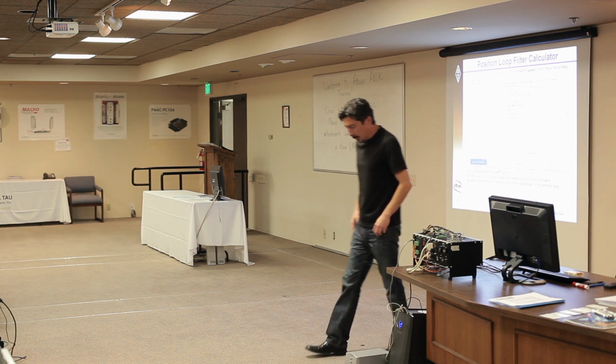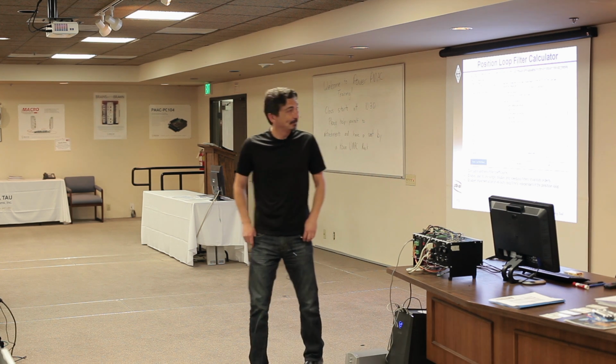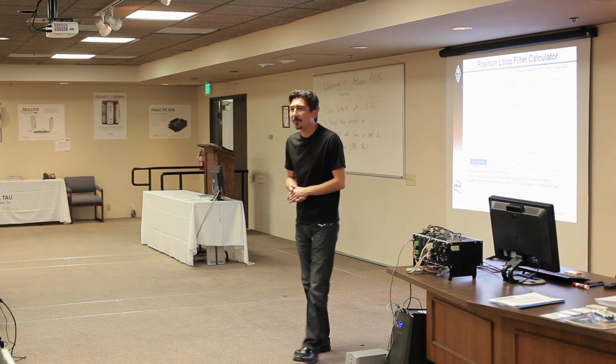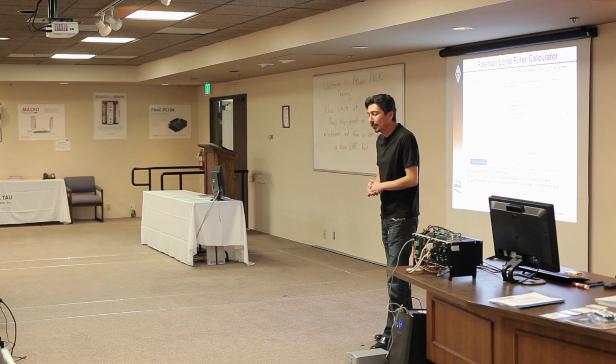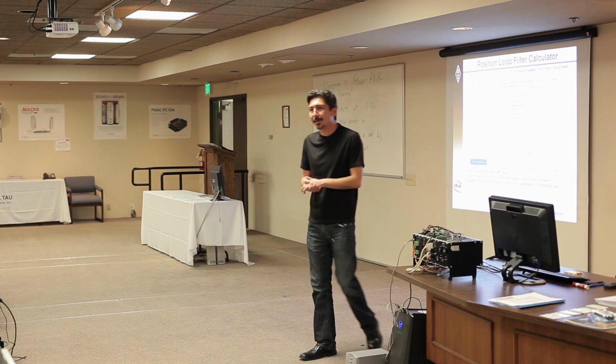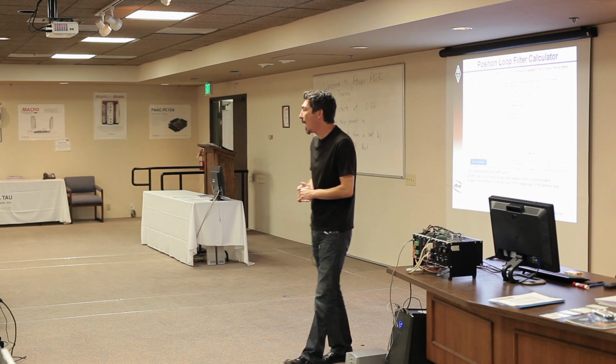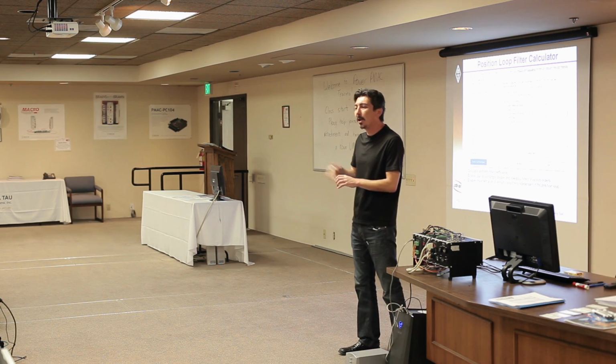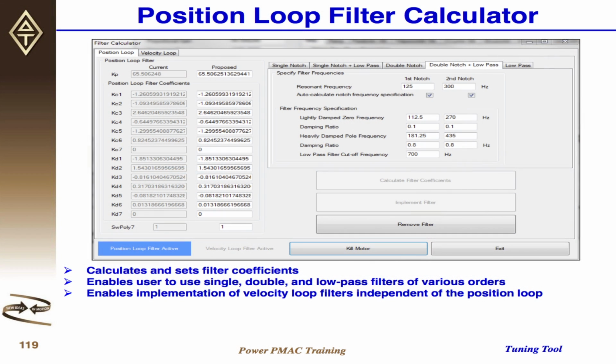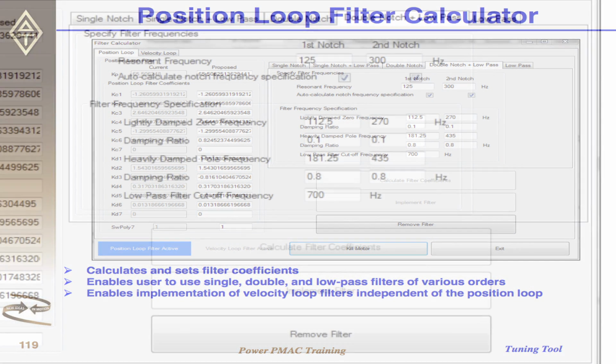So here's one of the good things about Power PMAC. For simple systems where you don't have any flexibility, then a PID will suffice. No issues, PID plus feed forwards. But what if you have multiple resonances? Then you can go to the filter calculator.